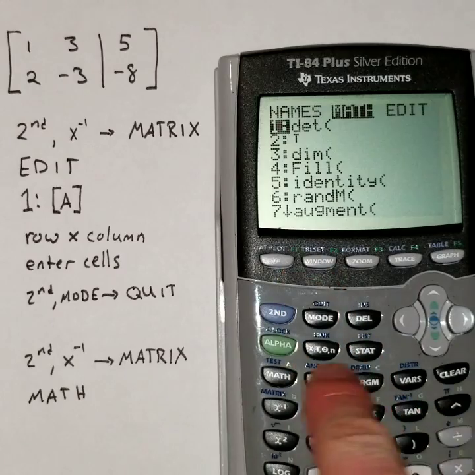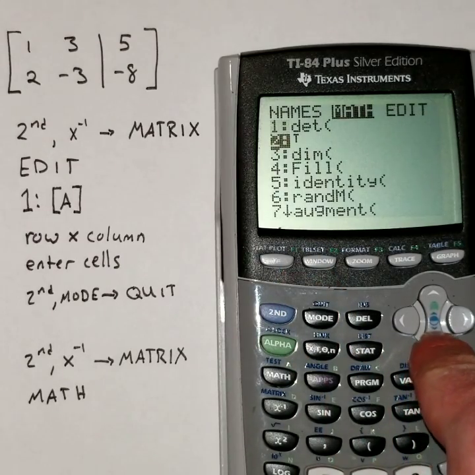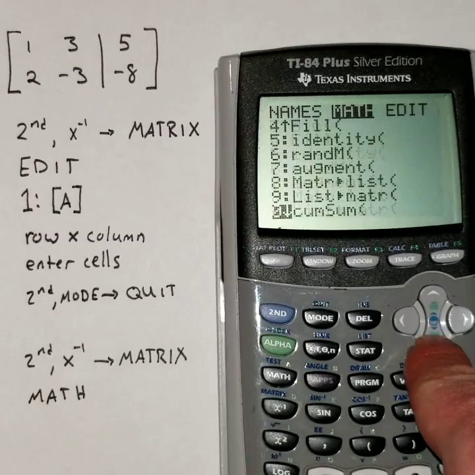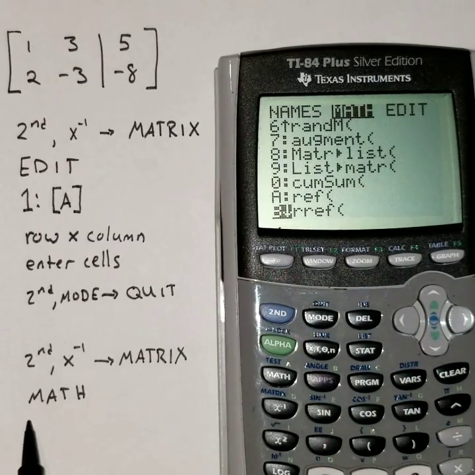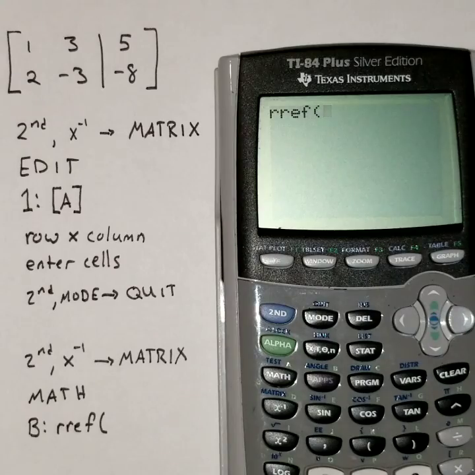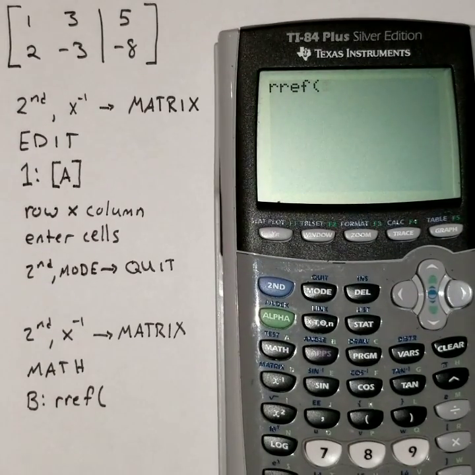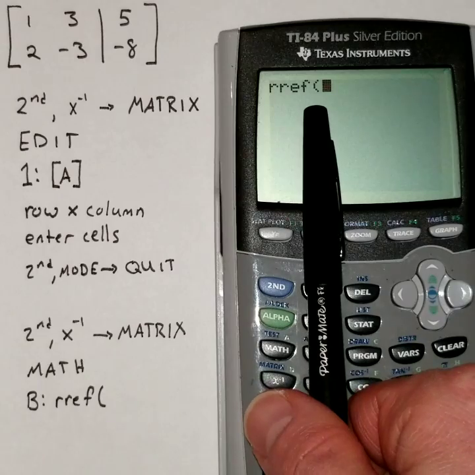We'll probably end up doing some other ones here in the next couple sections. We're going to scroll down, way down till you find RREF. It is option B. RREF, and then it has a parenthesis. So hit enter on that, and it will show the RREF on your home screen.